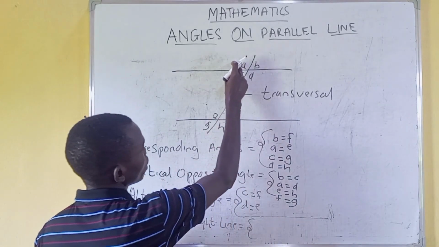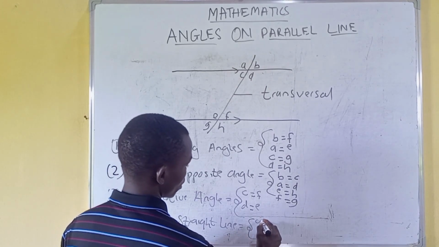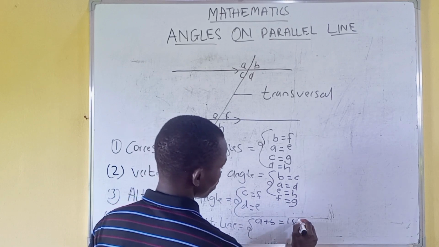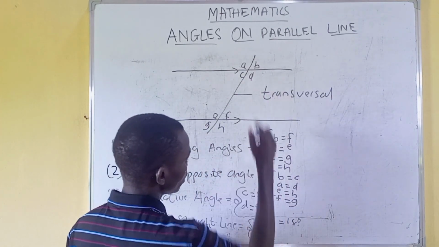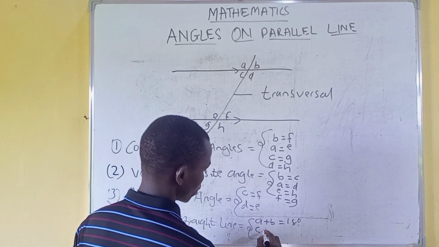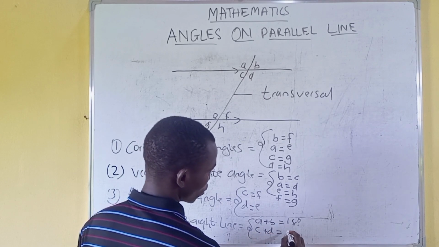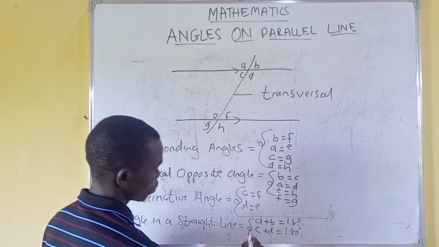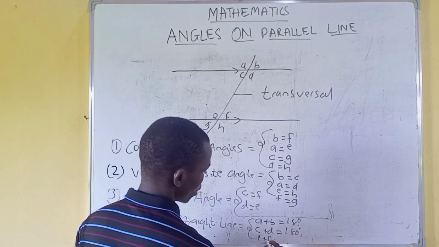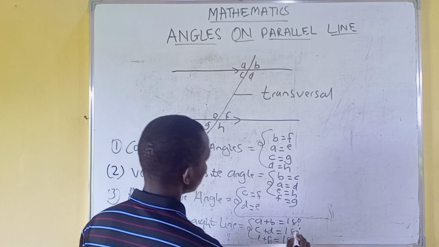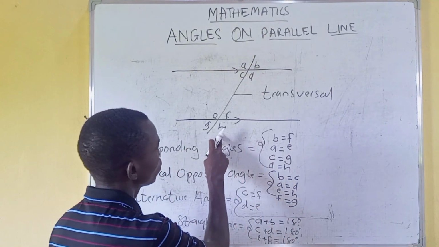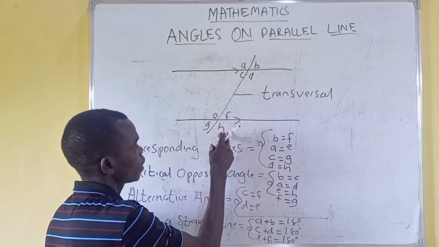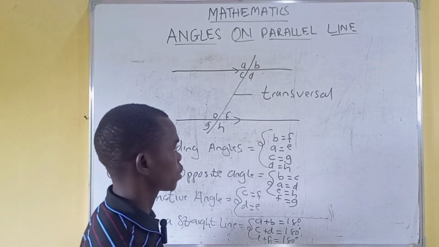So, A and B are angles in a straight line equal to 180 degrees. C and D are also angles in a straight line equal to 180 degrees. E and F are also angles in a straight line and are equal to 180 degrees. So are G and H, A and C, B and D, E and G, and F and H. These are angles in a straight line.